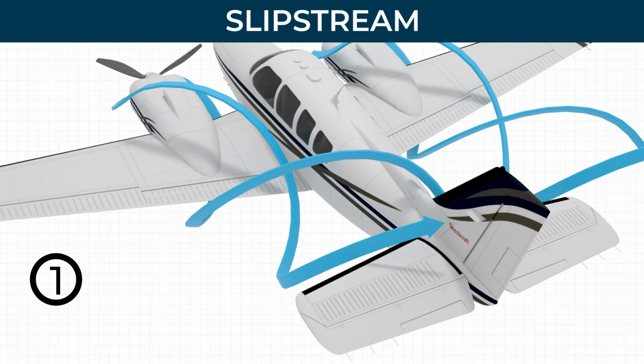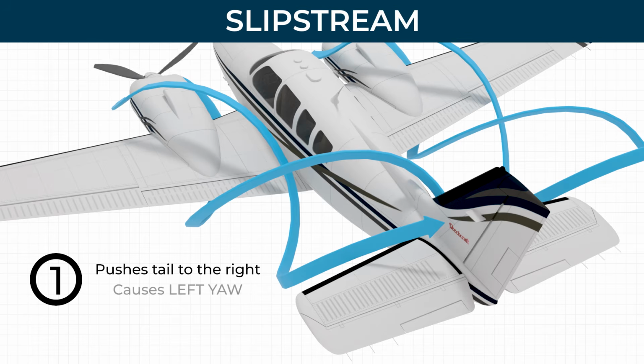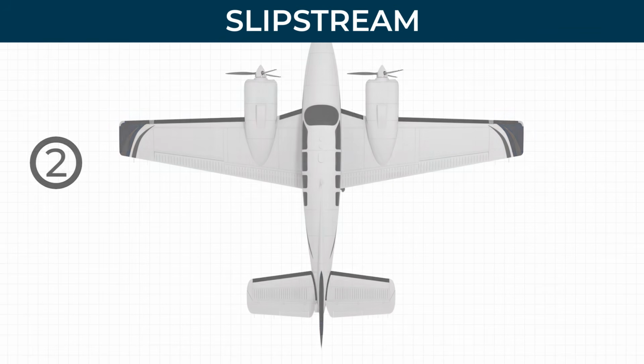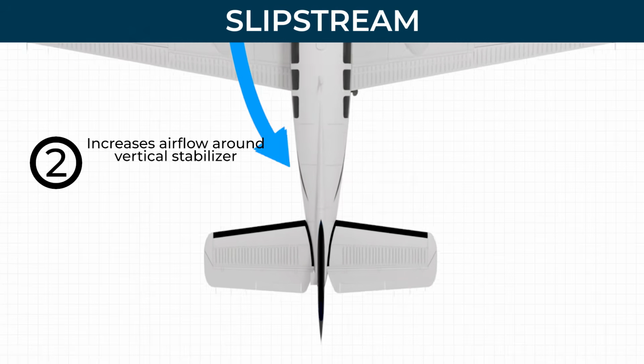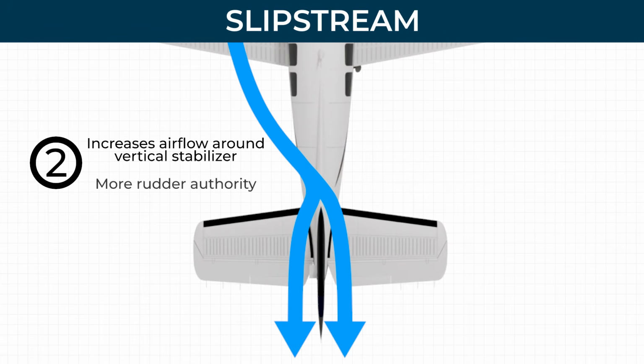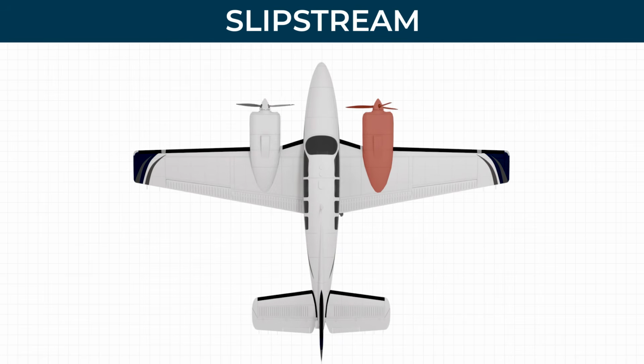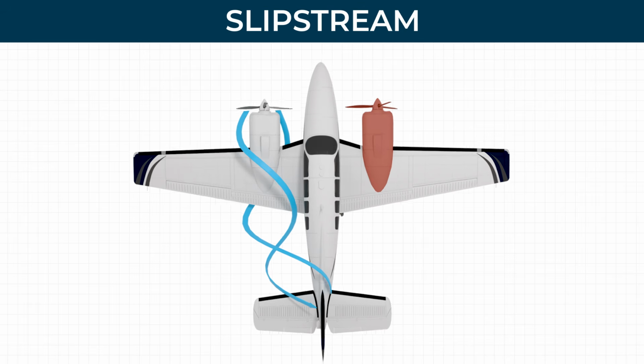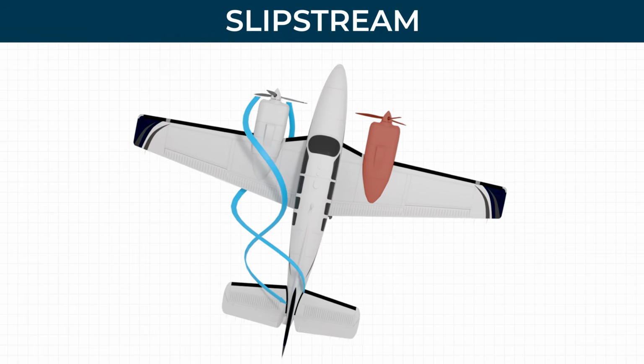It hits the tail from the left, pushing the tail to the right, resulting in a left yaw. And it's also supplying extra airflow around the vertical stabilizer, which allows for more rudder authority. When the right engine fails, that slipstream airflow wasn't affecting the vertical stabilizer in the first place, so not much changes in that respect. But the left engine is still running, so it's still supplying that extra airflow to the vertical stabilizer, and it's also pushing it to the right, which actually helps with compensating for the right yaw that results from a right engine failure.